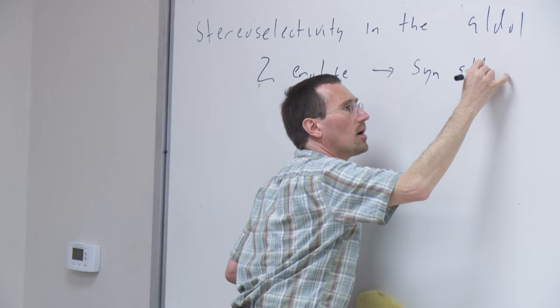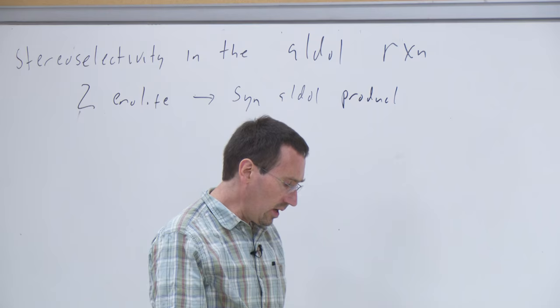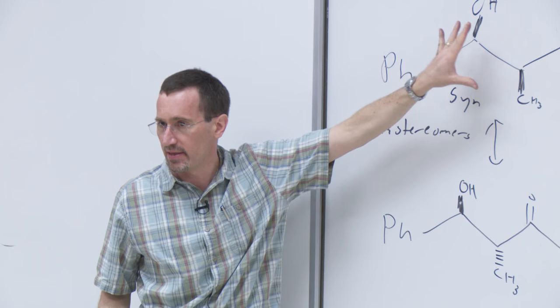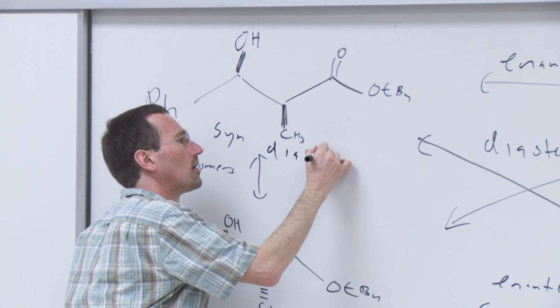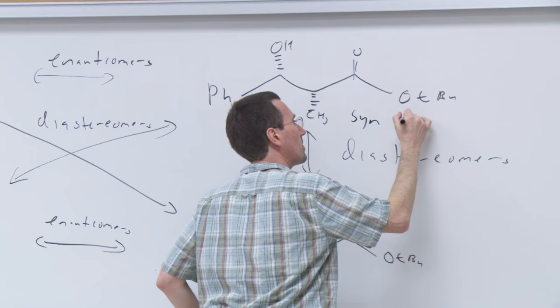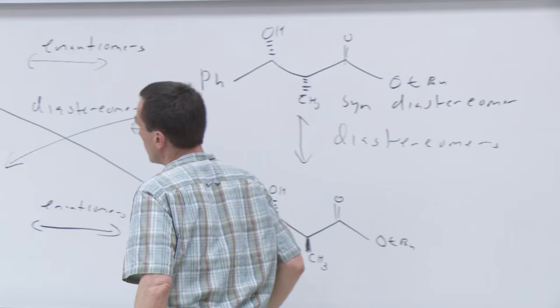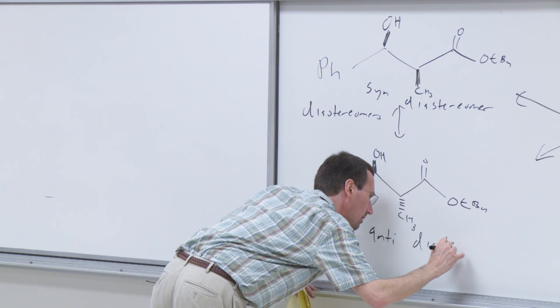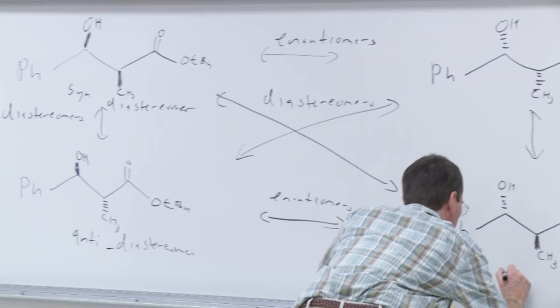Oh yeah, let me also give us some names. So what we will refer to this diastereomer is the syn. Syn is just a way of saying the methyl group and hydroxy are on the same side as drawn. So this is a syn diastereomer. This is a syn diastereomer. Where the methyl group and the hydroxy are on opposite sides, that's what we would call an anti-diastereomer. And where the methyl group and the hydroxy are on opposite sides, this is what we would call an anti-diastereomer.